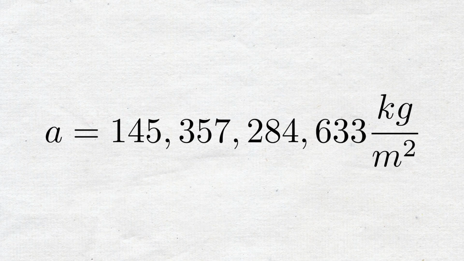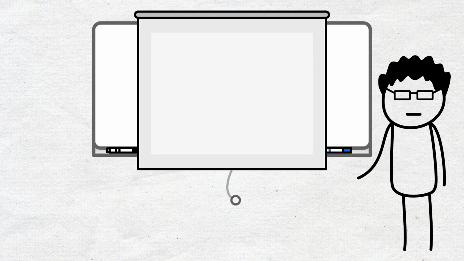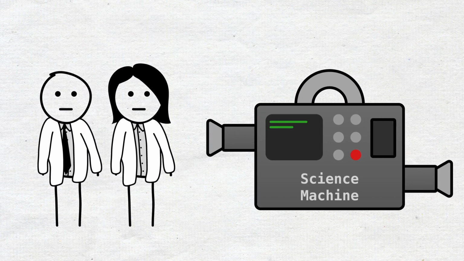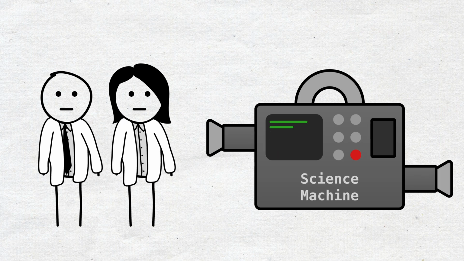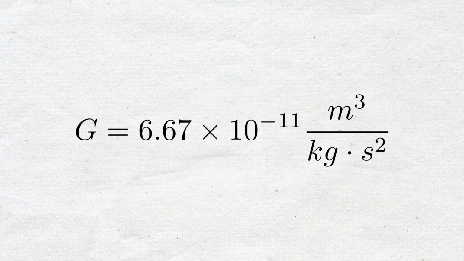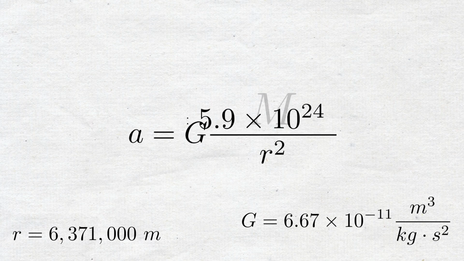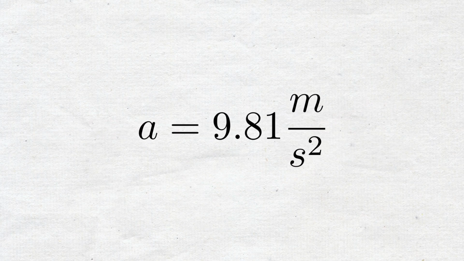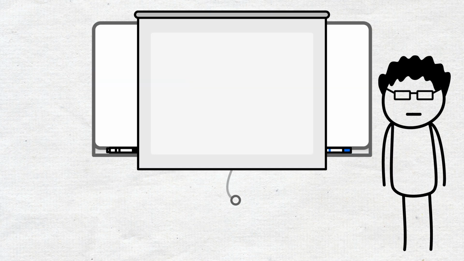Yeah, no, something went terribly wrong in both value and units. We need something to make it work, and that's what big G is for. Some very smart people have measured its value with an array of experiments, and its value is this. Okay then, let's plug in those values into our equation to get the magical number of 9.81 meters per second squared.